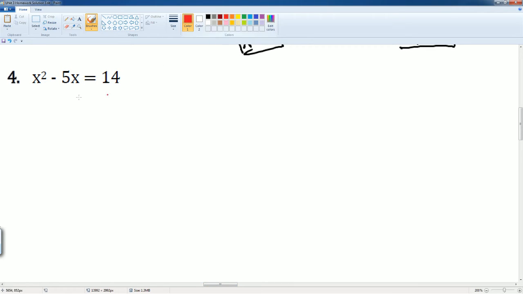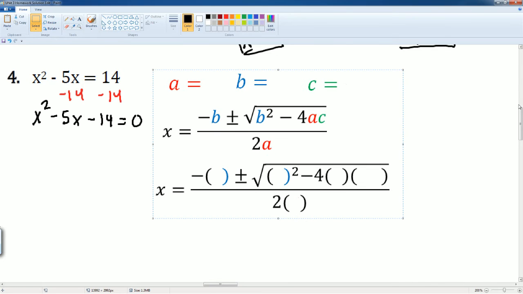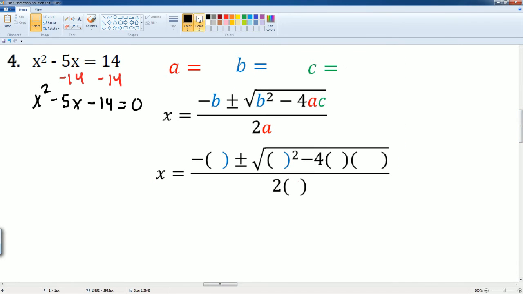It tells us to solve this with the quadratic formula, so I have to subtract the 14 from both sides, leaving you with x squared minus 5x minus 14 equals 0. This is in our standard form, so we can now grab our template here. A is the number in front here, which is 1. B is negative 5. And C is negative 14.